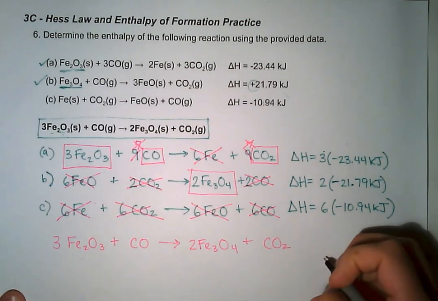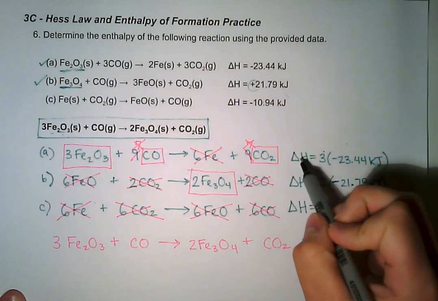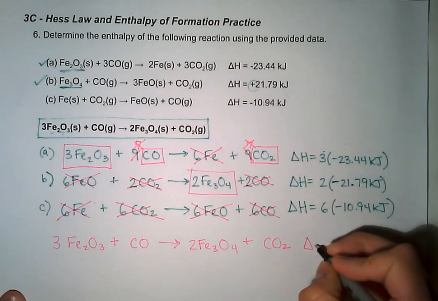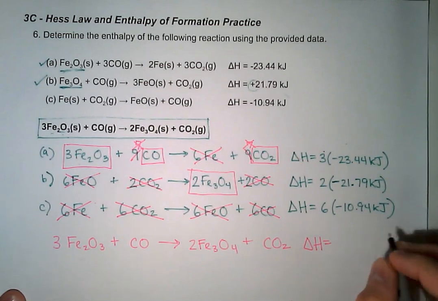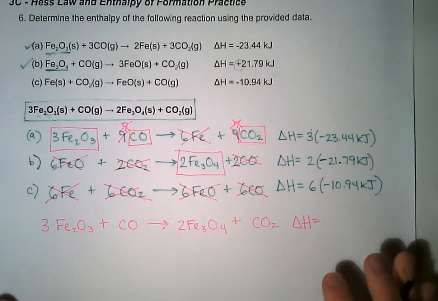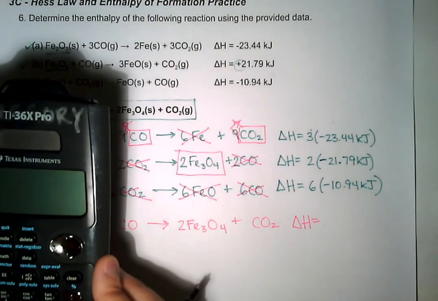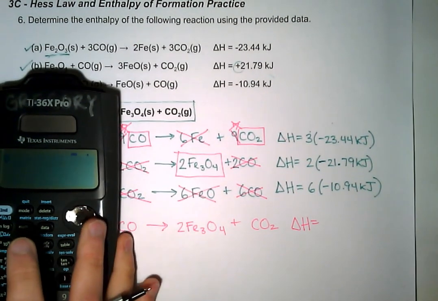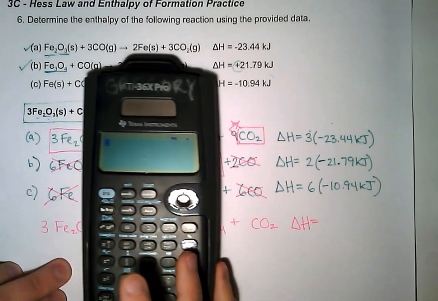It worked out nicely. So now all we need to do is add up all of our delta H values to get our delta H of our target reaction. So I'm going to move that over a little bit. I'm also going to move this up. So let's go ahead and do this in our calculator. Move that so we can actually see it.